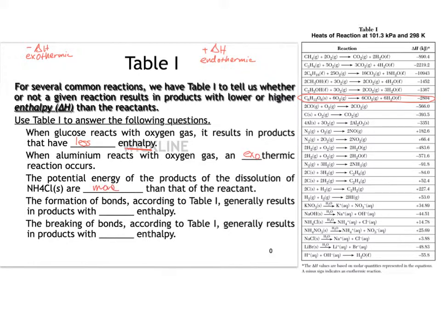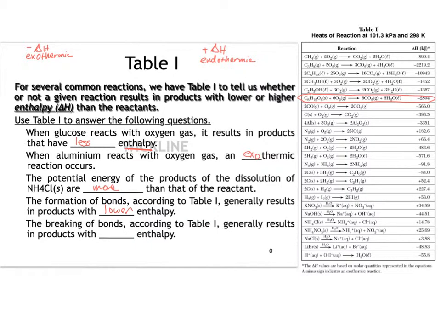Okay, so the formation of bonds, according to Table I, generally results in products with blank enthalpy. So if you look at a couple of examples where bonds are being formed, like here, we have negative delta H. Additionally here, we have negative delta H. And let's choose another one here. That's negative delta H. So it looks like generally when bonds are formed, you have a negative delta H, and that the products have a lower amount of heat or enthalpy.